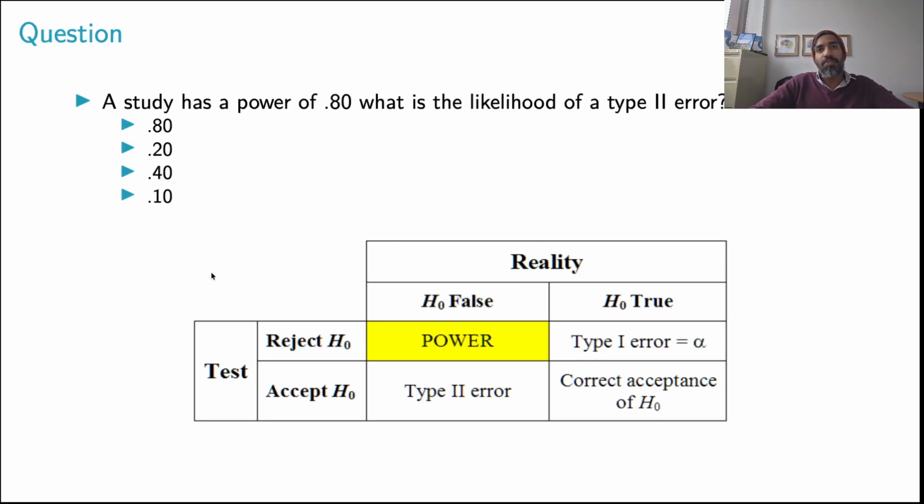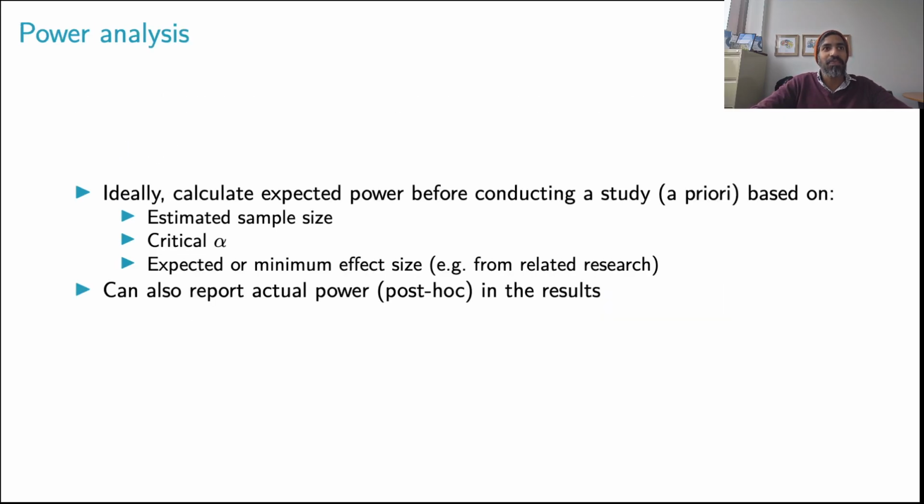So a study has a power of 0.8. What is the likelihood of a type 2 error? Yeah, keeping in mind the area under a curve is 1. So if we're looking at type 2 error and power, 1 minus 0.8 gives you 0.2. So that's the answer there for that question.